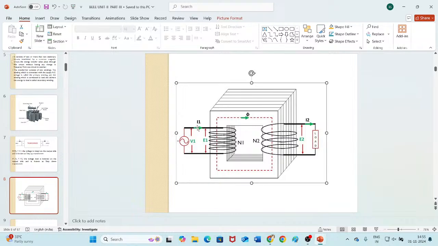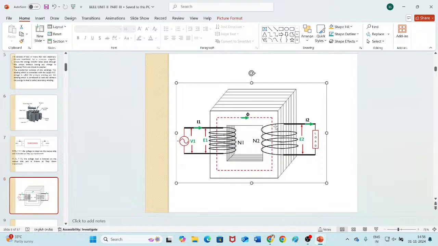So when current I1 flows through the primary winding, what is happening? Since the primary winding is wound around the ferromagnetic material, which can be easily magnetized, flux is induced. When current flows through a coil, and within the coil there is a core, definitely the core gets magnetized and flux is induced. This flux will travel from this limb to the other limb, where another winding is there.